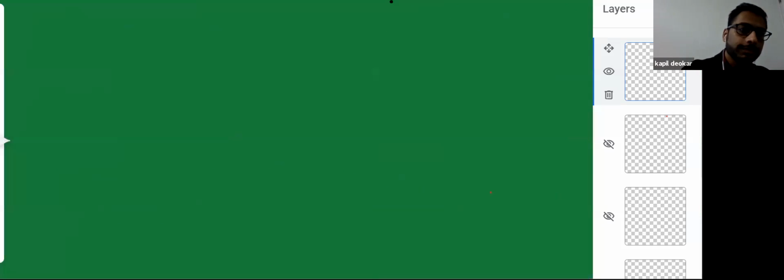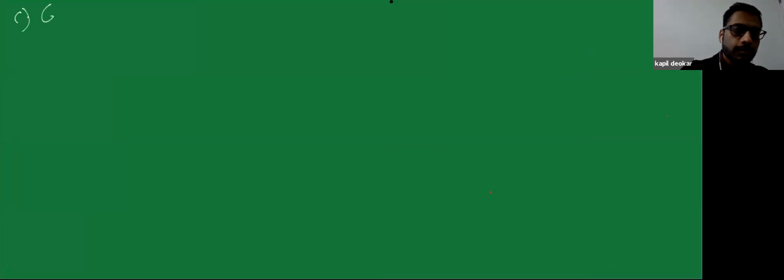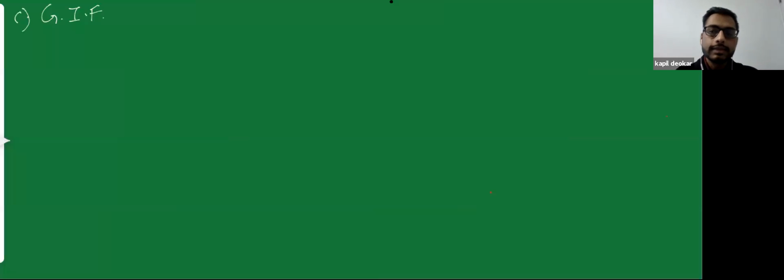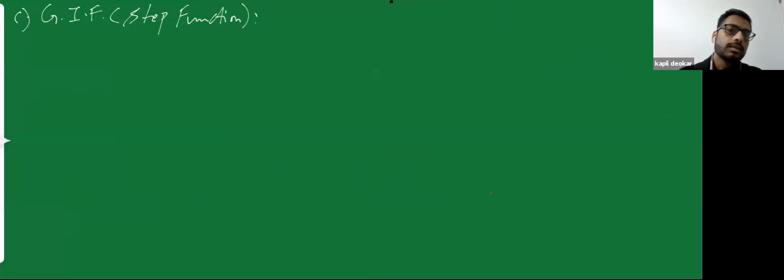Next one is GIF, that is greatest integer function, and that is also called the step function. Why is it called a step function? We'll see this. It is represented in square brackets.